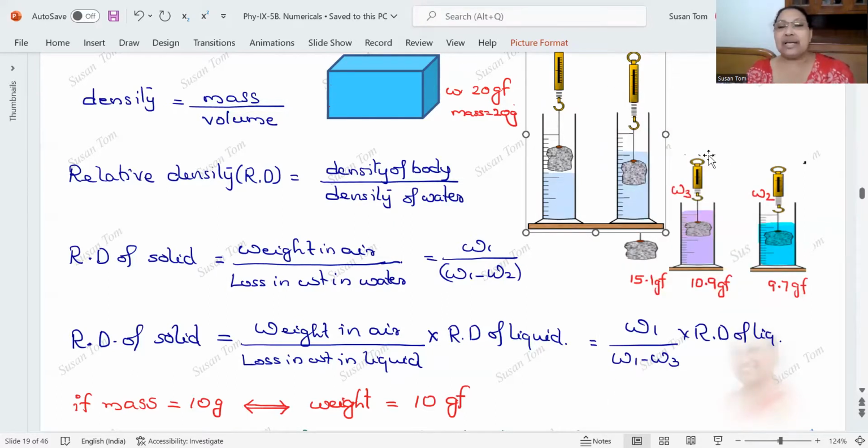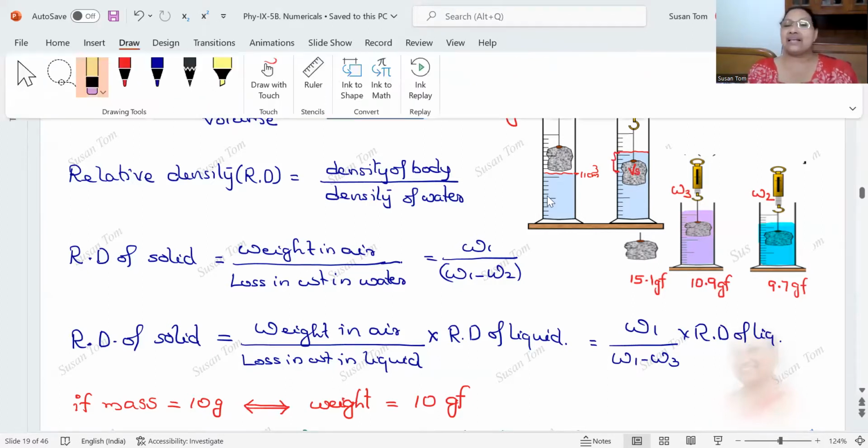So what it will do is, initially what was the water level? Suppose the water level was 10, 11. 11 cubic centimeters is the initial level of water. After completely immersing this stone, it rises to a higher level, which is equal to the volume of the stone. So whatever this difference is will be the volume of this stone.